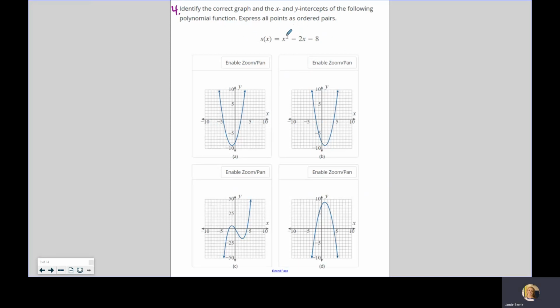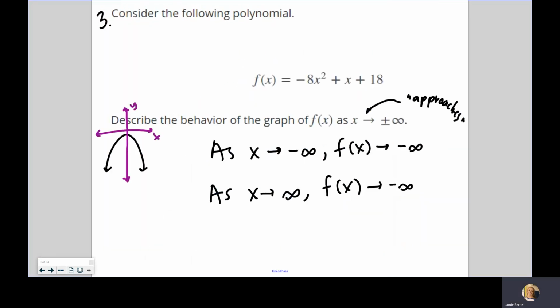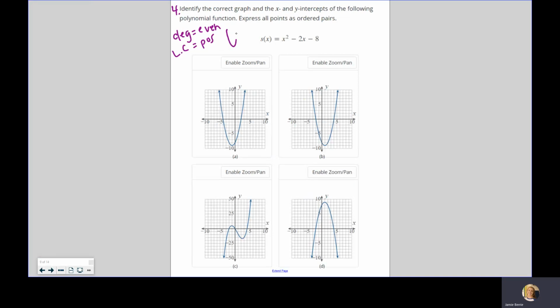So this has an even degree. You can see it's already in descending order. So degree is even. Leading coefficient here is 1. So leading coefficient is positive. So if you go back and look at our table, even positive means the graph's going to go up, concave up. So it's going to look something like this. So we can automatically eliminate these bottom two. They are not pointed the correct way.